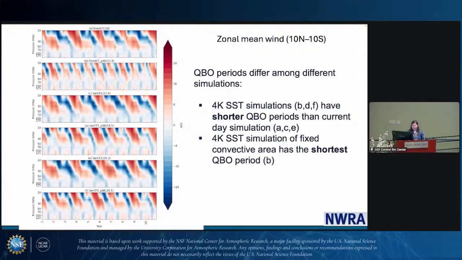And the largest difference appears in the fixed convective fraction simulation. The shortest QBO period appears in panel B, for the fixed convective fraction case.